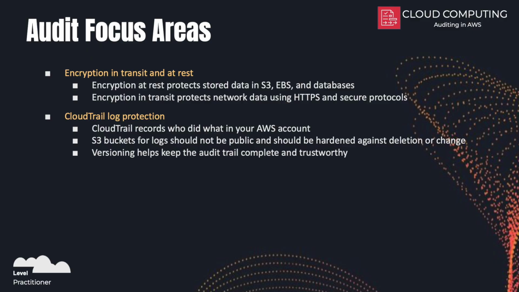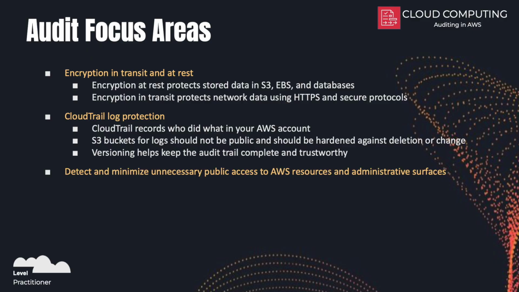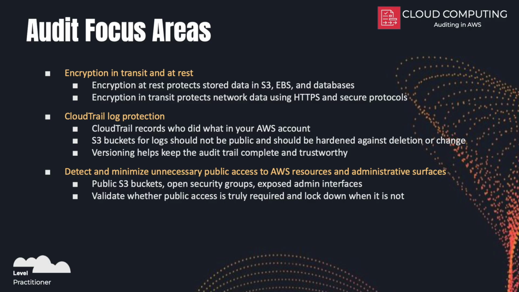The next thing is unnecessary public access. This includes things like public S3 buckets, security groups that allow inbound traffic from anywhere, or admin interfaces exposed to the internet. You can check whether they really need to be public, and if not, you lock them down.